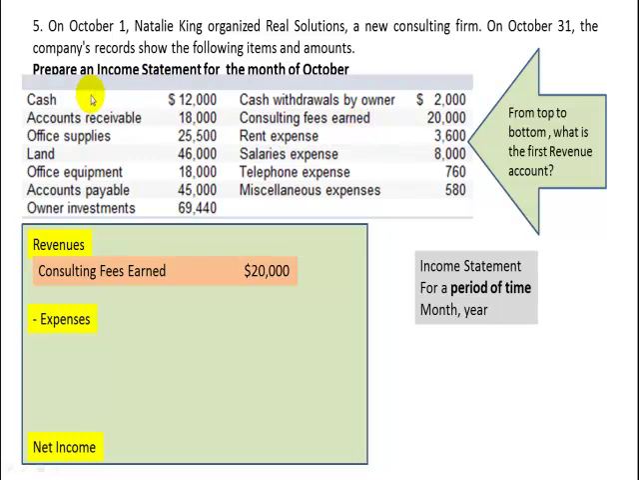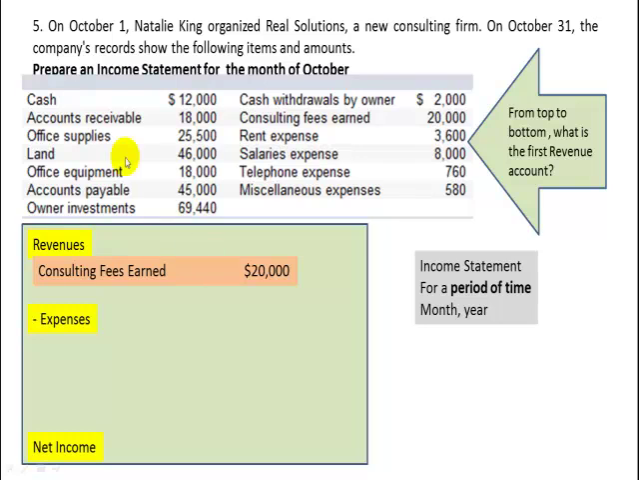Some students sometimes trip over and think cash is a revenue account. It's not. Cash is an asset. Cash is a result of gaining revenue, but it's not in itself a revenue account. It's an asset account. So right there, that's our first revenue account, consulting fees earned.